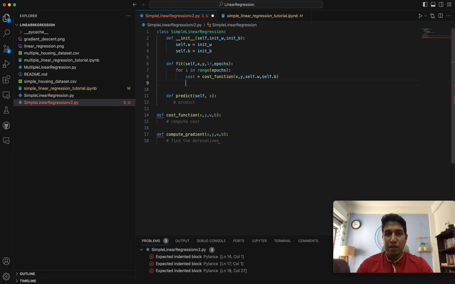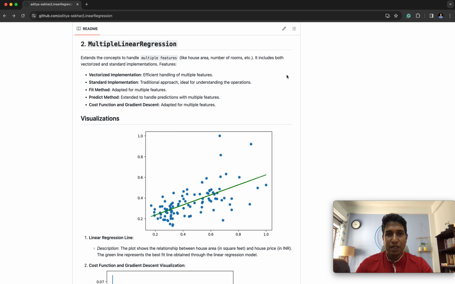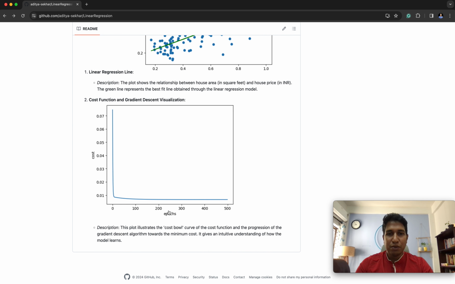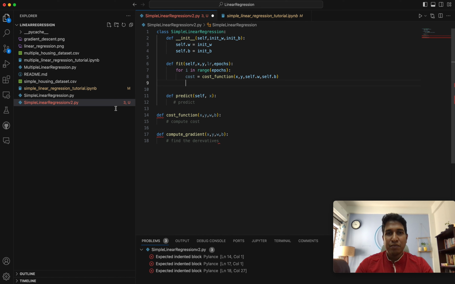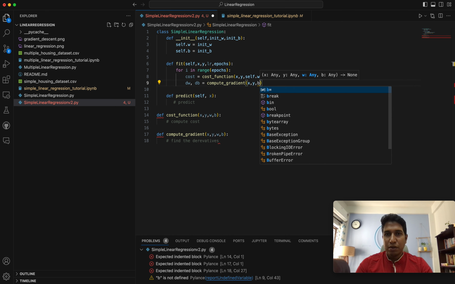The second part is the gradient we have to compute. Imagine first we see the cost is very high, right? We have to try to reduce the cost, and this is a good demonstration of that. Initially the cost was very high and we are trying to reduce it. So gradient descent is the way we reduce the cost. For that we want the derivatives of w and b, or the small step w and b have to take to reduce the cost, right? So compute gradient with x, y, w and b.